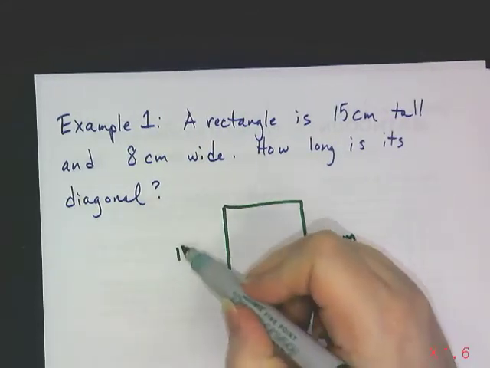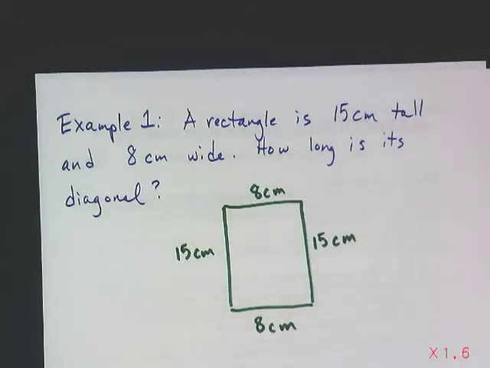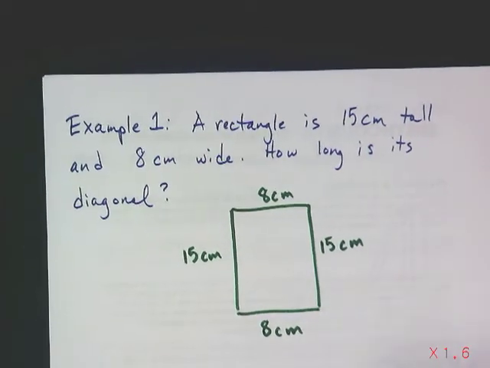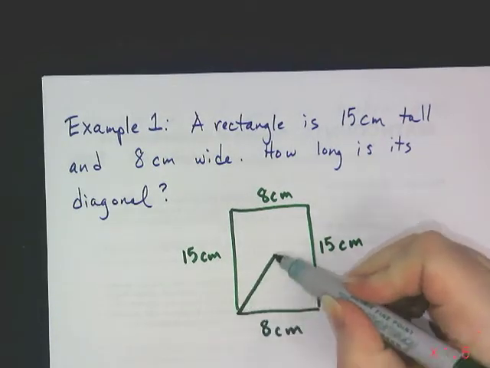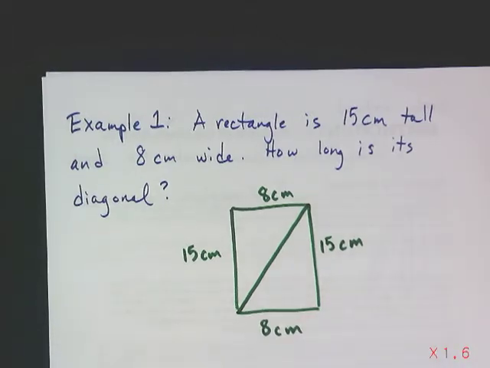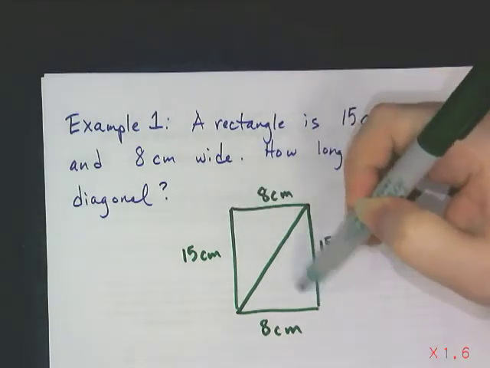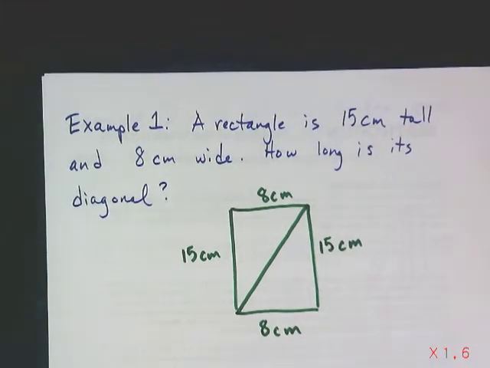If you'd like, you can also label the other two sides, but that may be a little bit of overkill. How long is its diagonal? So a diagonal, right, is a line connecting two vertices that aren't already connected by a side length. Here's this diagonal. It would be the same diagonal if I went the other direction, so if you already drew in the diagonal that way, that's fine.